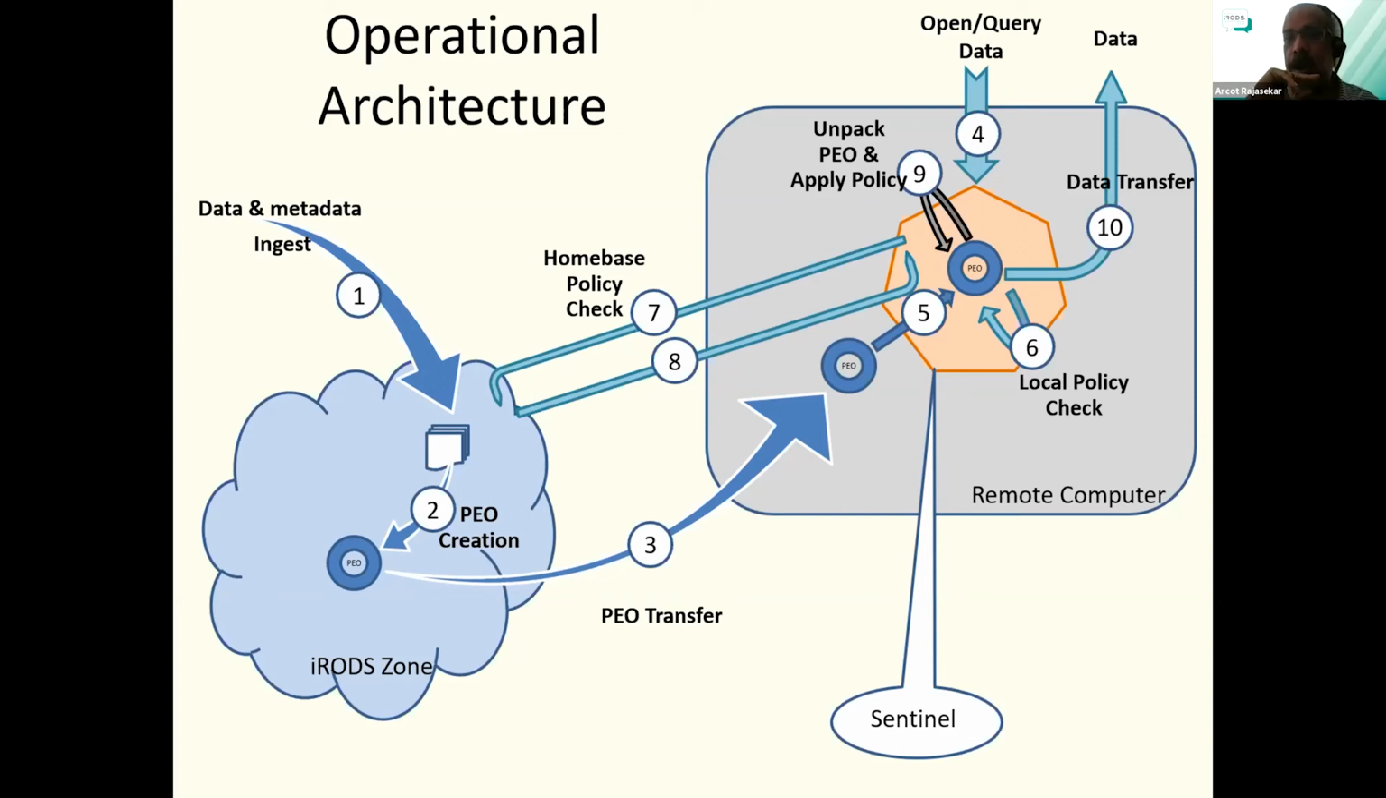And then some local policies get applied, and then those policies might actually invoke home-based policies also. It might say, okay, you need to go and touch base with the home base to find out something about it. And it can go back and forth. 7 and 8 can be multiple communication cycles in there. And finally, everybody is happy about it and says you can open it. It can unpack the PEO, apply whatever remnant policies are needed, and finally give the data back to the user. So you can see that you can actually control it. Even if somebody is taking the PEO and putting it into another remote computer, they won't be able to open it or use it.